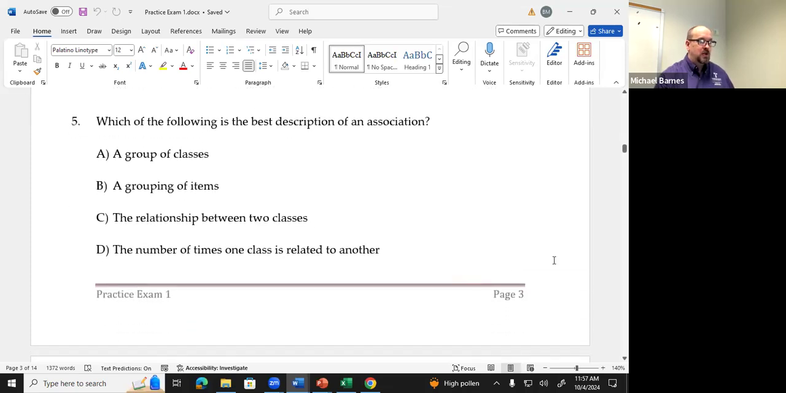Which of the following is the best description of associations? This sounds like a UML diagram question. So association is basically a line between classes. So what do those lines between classes mean? Well, it's not a group of classes, it's not a group of items. It is a relationship between two classes. Anytime you see a line between two boxes, that's basically saying this class has an association or a relationship with this class. This is used to depict that association. And then those numbers, the multiplicities, depict how that association exists, like what the modification of that association is.